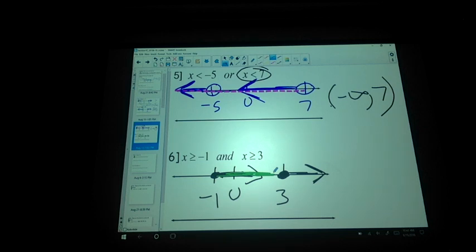Where is the and going to work? Between the -1 and 3. Yeah, it's going to work from the -1 all the way up to the 3, and we're using square brackets on each.